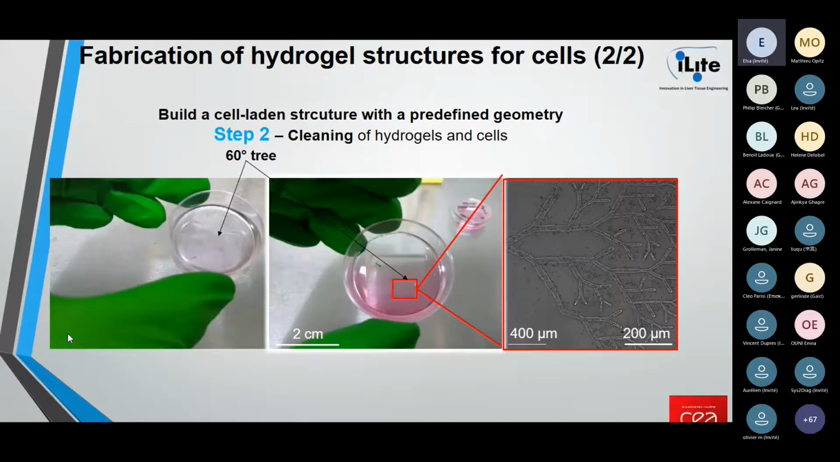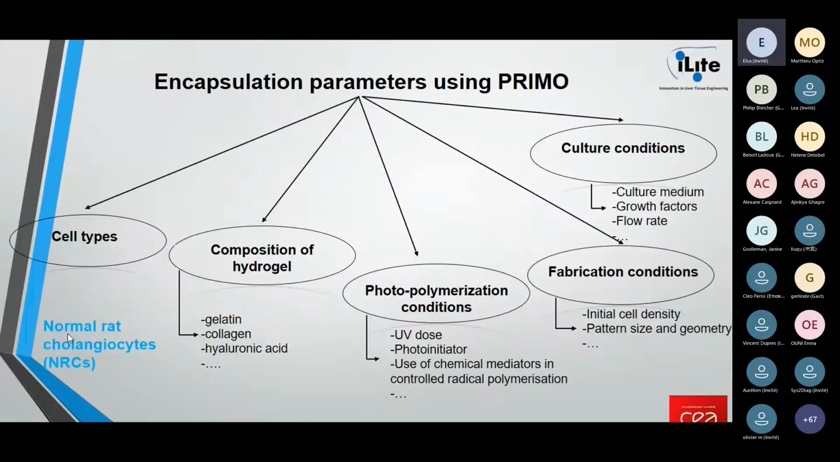So once you did that, you have your protocol, and the main complex thing is all the encapsulation parameters that need to be taken into account. So we try to address a list here that is not a complete list. You can add many, many other parameters, but just to let you know that, for example, for cell types here, it will be very simple because we will use only one cell type that is normal rat cholangiocyte. It's a cell line derived from the rat that are cholangiocyte.